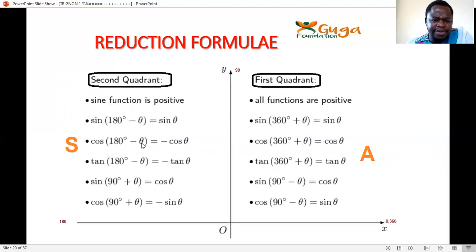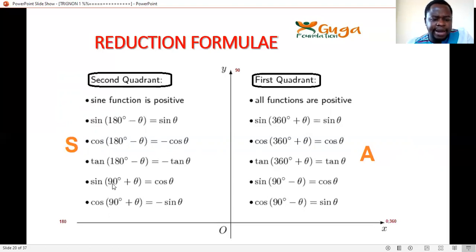So cos of 180 minus theta: which quadrant? The second quadrant. Is cos there positive or negative? Negative. Then you write negative. Is it a cofunction or not? It's not a cofunction. 180 degrees is not a cofunction. We say cofunctions are 90 and 270. Now for tan of 180 minus theta, second quadrant. Is tan there positive or negative? Negative. Is it a cofunction? No, it will be negative tan theta.